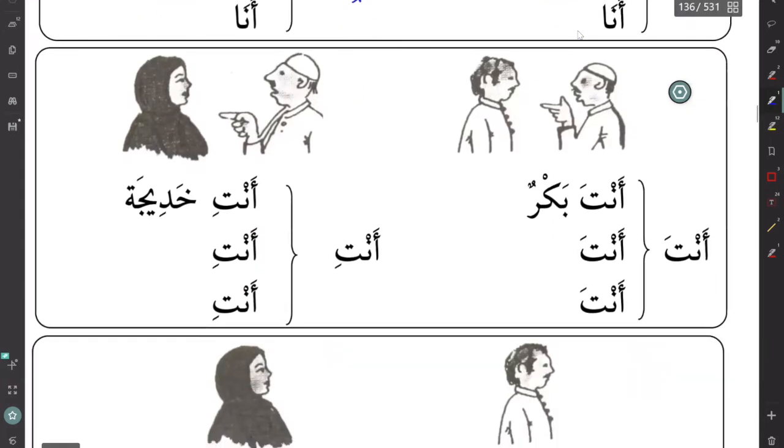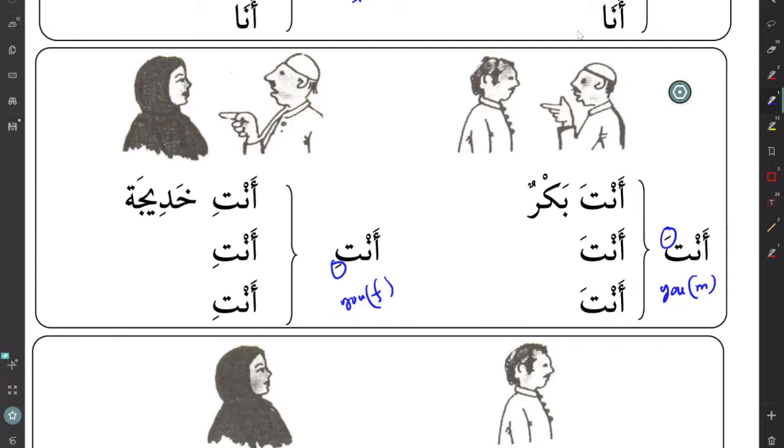Jayed. And the next pronoun we have is anta. We had this word last time, which is you. We say anta with the fatha for masculine, and anti with kasra for feminine, right? So you say anta Bakrun, anta Muhammad, anta Khalid. For anti, you say anti Khadija, anti Amina, anti Aisha. Here you have to be very careful. You cannot be mixing these two pronouns.